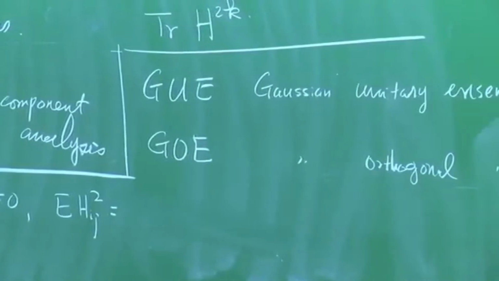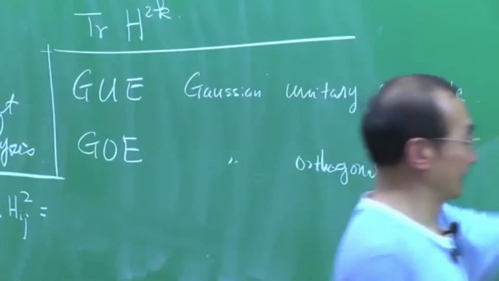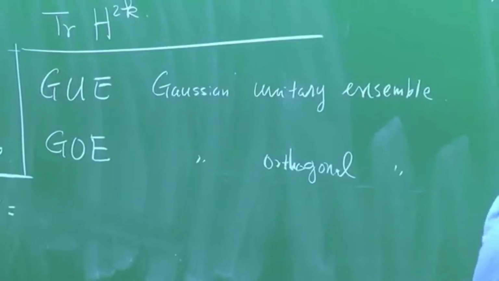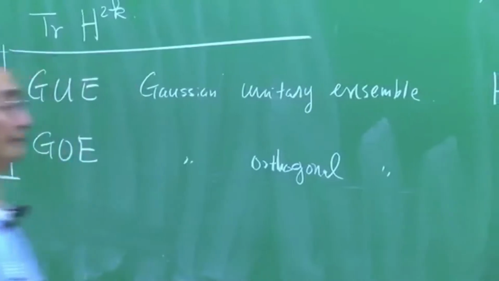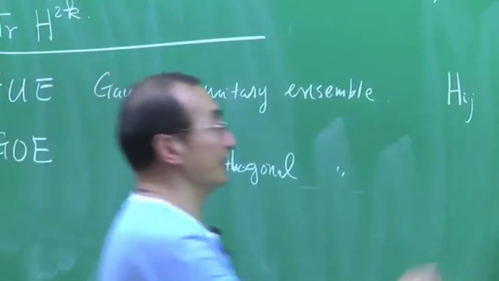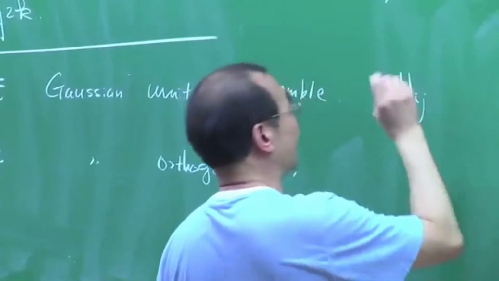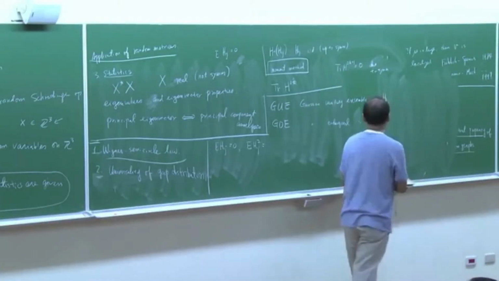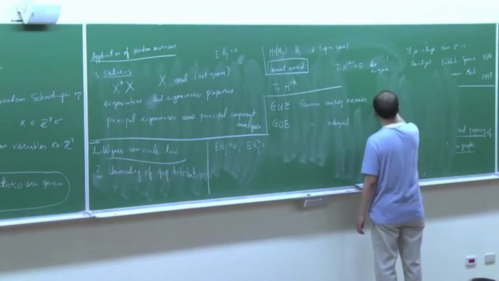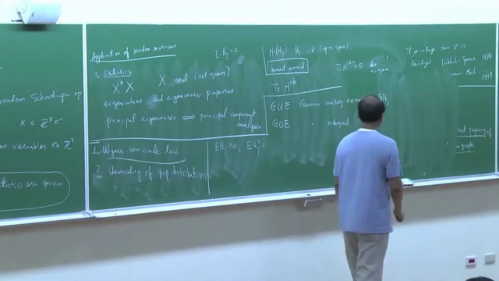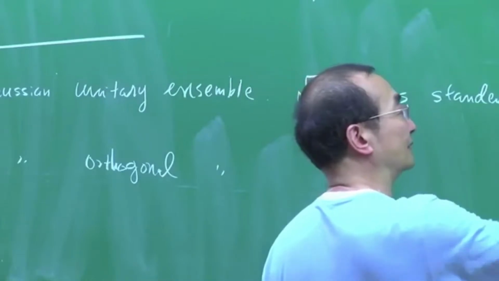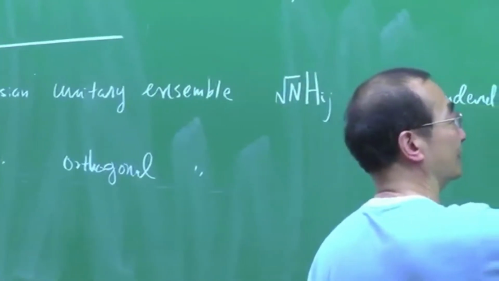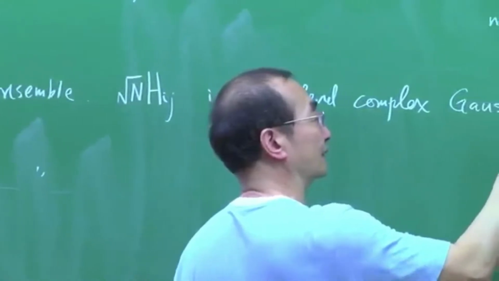Now the Gaussian Unitary Ensemble, so this means that the square root of n times h_ij is a standard complex Gaussian. Okay.